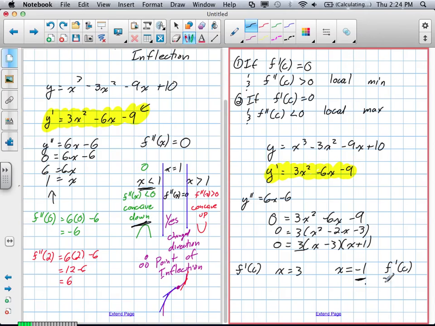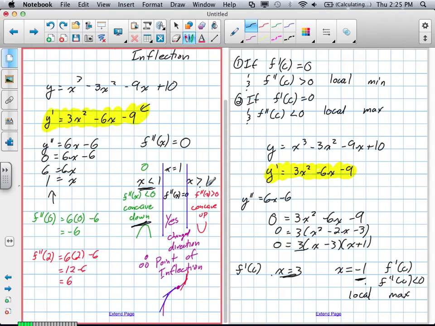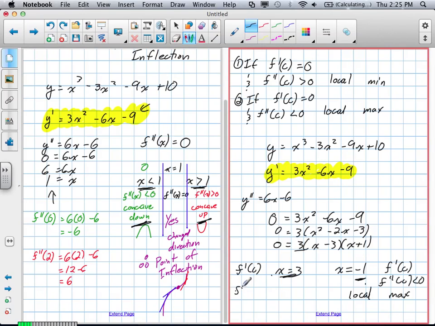So in this case, that means our f prime prime of this c is less than 0. So if we're less than 0, what are we? A local max. And at the other value, x was at 3. Well, that would be when x is greater than 1, and we already figured out it's concave up there. So f prime prime c at this point is greater than 0. So if we're greater than 0, we have a local what? Minimum. We have a local minimum.